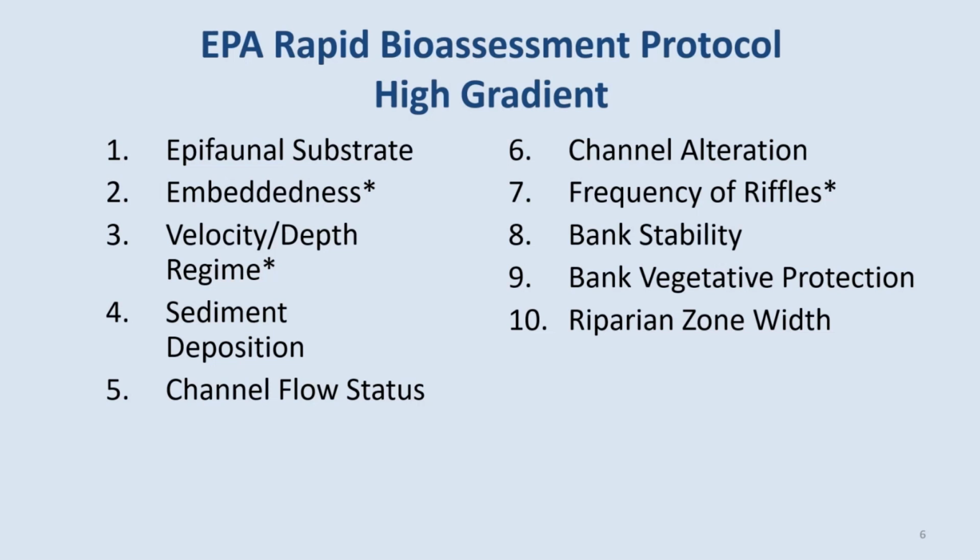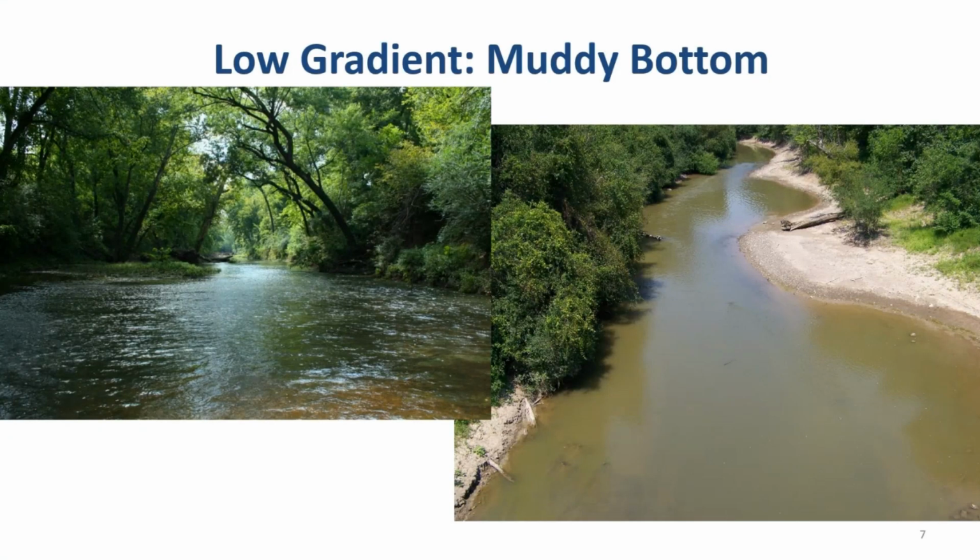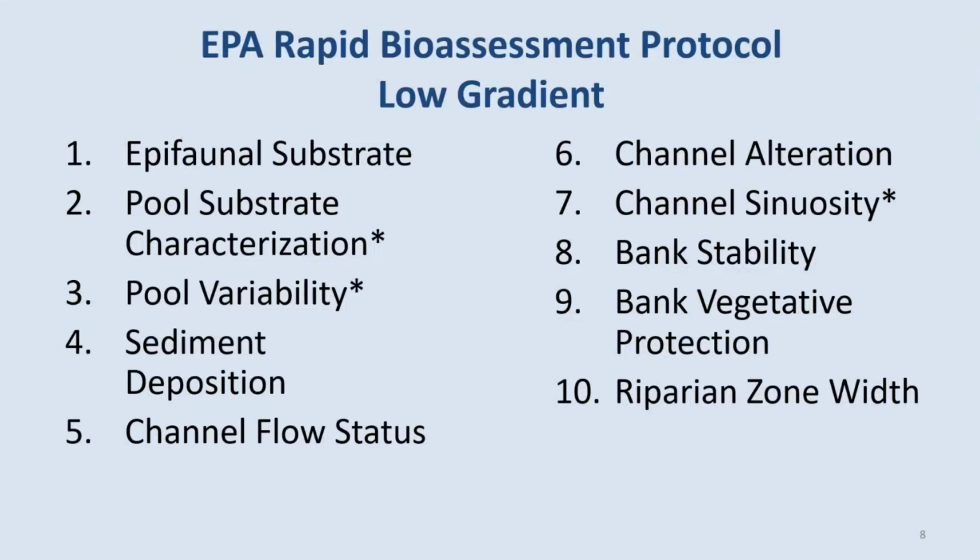I'm not going to read through all these questions, but these are the 10 questions that are being answered for the high gradient Rapid Bioassessment Protocol. Just real quickly, so you know what this is in contrast to, the muddy bottom or low gradient streams. They're not always muddy, sometimes they're sandy, but they're usually not very rocky at all because we're talking about the coastal plain. They're not going to have those boulders sticking out like you would probably see in a high gradient stream. There are 10 questions, and most of them are the same, but there are a few that are different from high gradient.